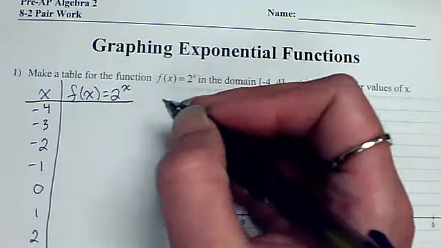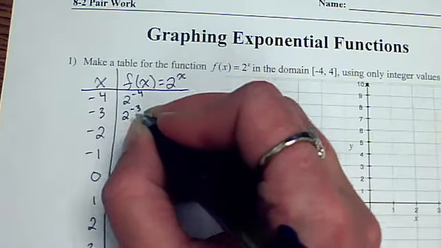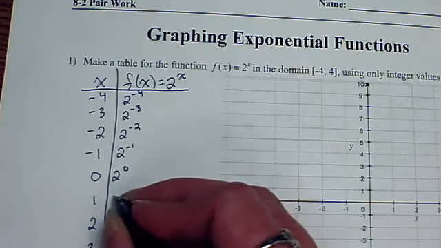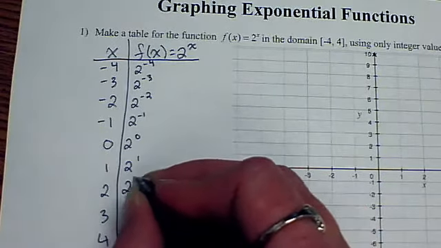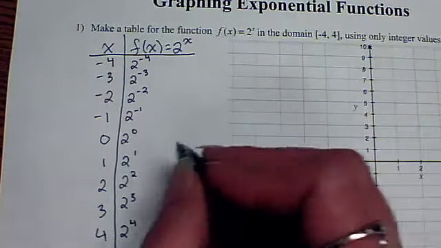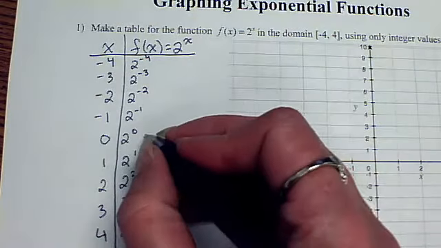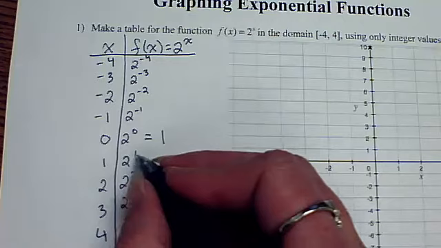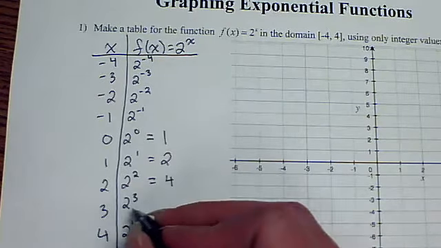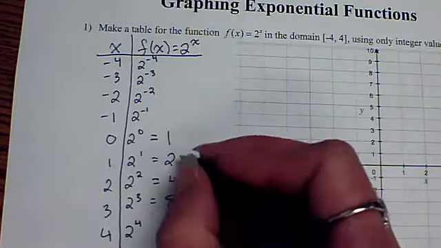So what we're actually finding here is 2 to the negative 4, 2 to the negative 3, 2 to the negative 2, 2 to the negative 1, 2 to the 0, 2 to the 1, 2 squared, 2 cubed, 2 to the 4th, and so forth. All right, now I'm going to start in the middle here because I know anything to the 0 power is just giving me 1. 2 to the 1st power is 2. 2 squared is 4. 2 cubed is 8.